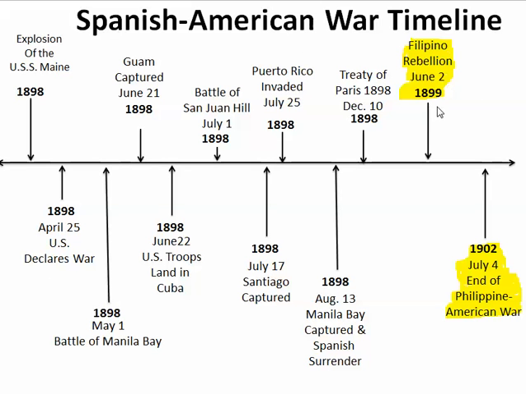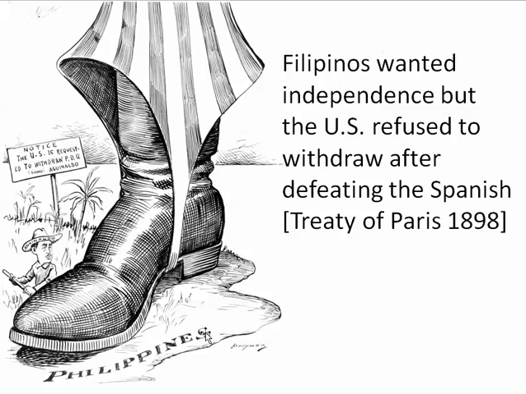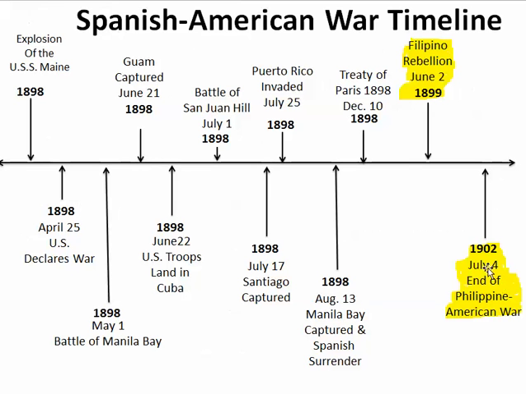So in 1899, June 2nd, the Filipino Rebellion happens. The Philippine-American War occurs, in other words, because we purchased the Philippines from Spain for $20 million. But the Filipino people wanted us to leave. But we refused to leave. We instead stayed in the Philippines and took it as a territory. Alright, and it's going to last for 3 years until 1902, the end of the Filipino War. It actually lasts longer than the Spanish-American War.